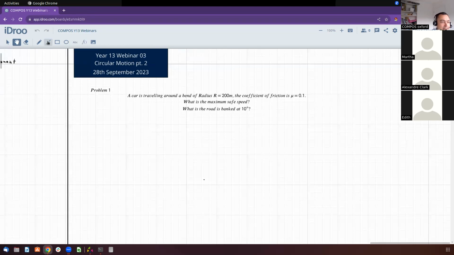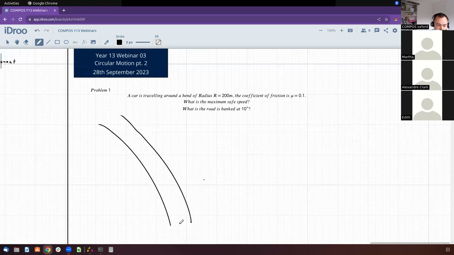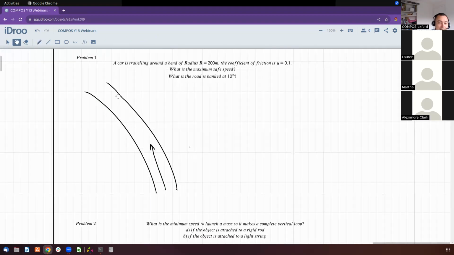So you have a bend in the road. The car is traveling like this at the beginning. Now, if there's not enough grip, the car would travel in a straight line. Instead of traveling in a circle of radius r, the car would just slide off the track, slide off the road.